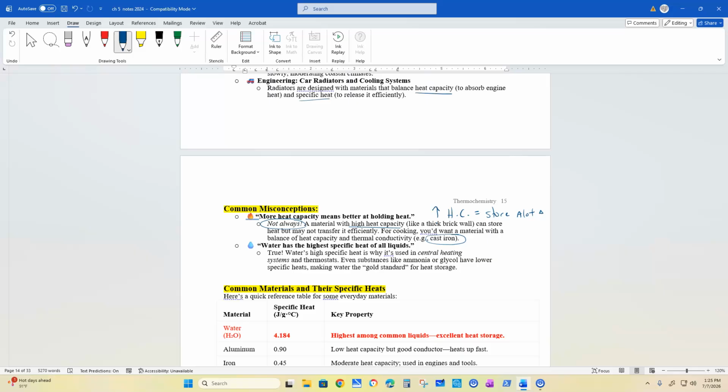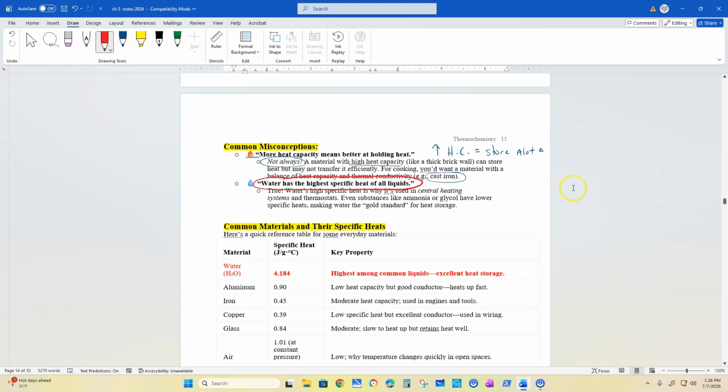Water has the highest specific heat of all metals, okay? And as we said, we're going to know that value, okay? Water's heat capacity is high, which is why it's used in central heating systems and thermostats. Substances like ammonia or glycerol have lower heat capacity, making water the gold standard of heat storage, okay? That's why we use water to boil and make our food, because of how much heat it can hold, okay?